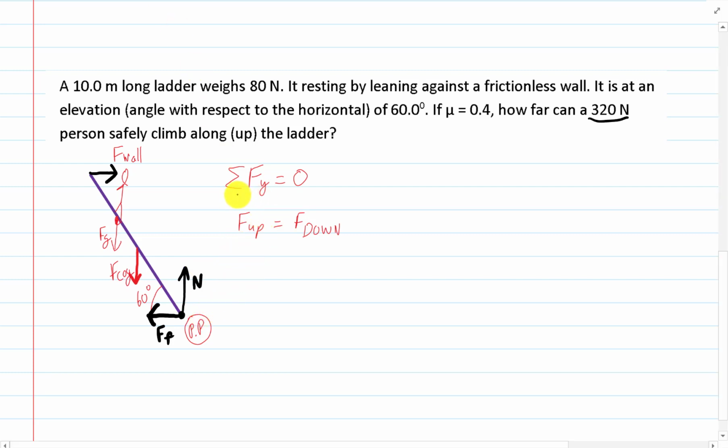So I'm going to start first with the sum of the forces in the y. So the forces up equal the forces down. For the forces up, there's only one force up, and that's the normal force, so I'll leave that as just N. And the forces down, there's the force at the center of gravity and the force of the man. And I chose nice numbers, 80 newtons and 320 newtons. Okay, so the normal force is going to be 400 newtons.